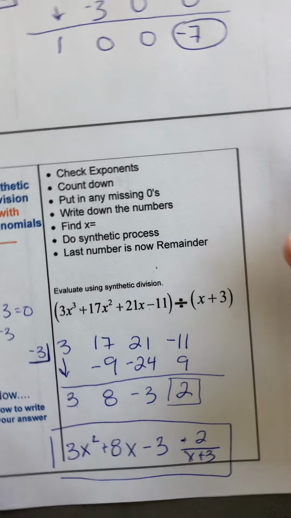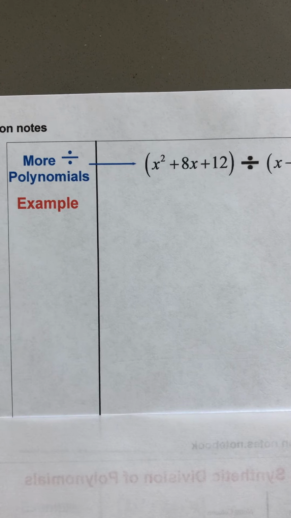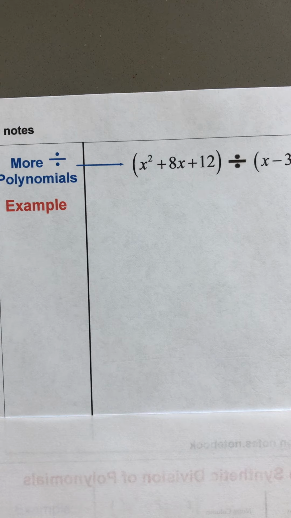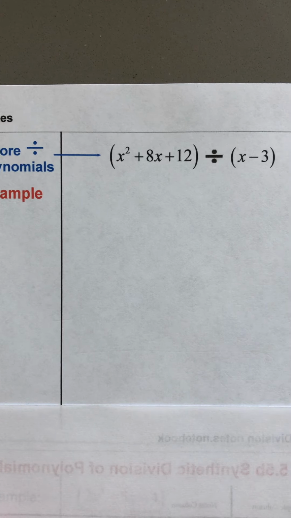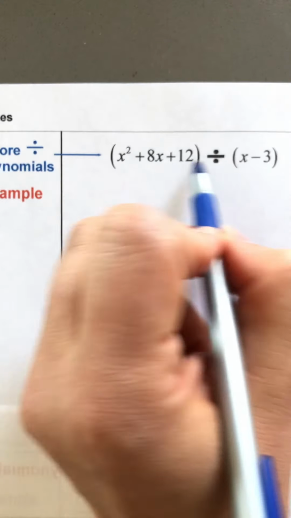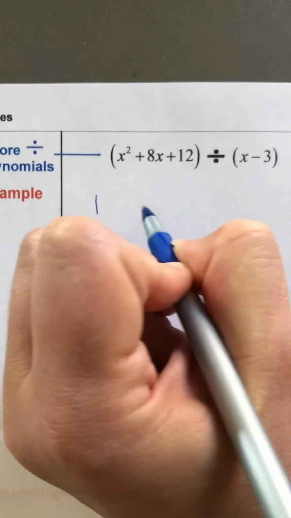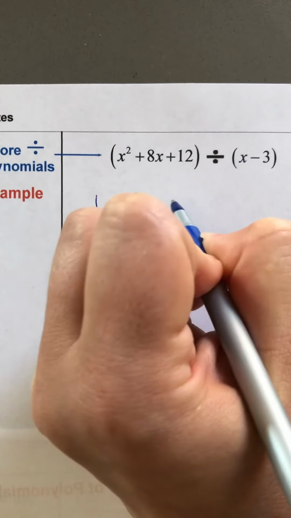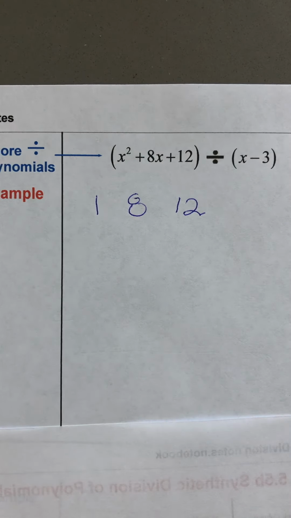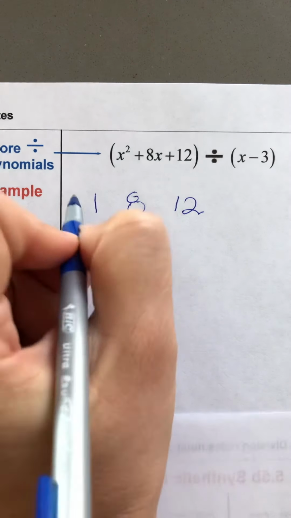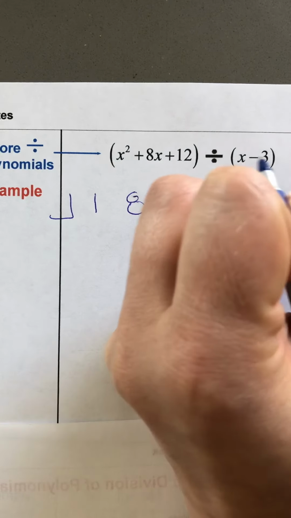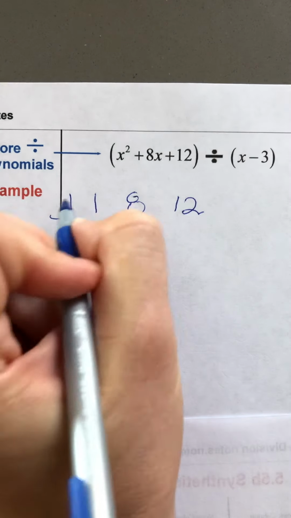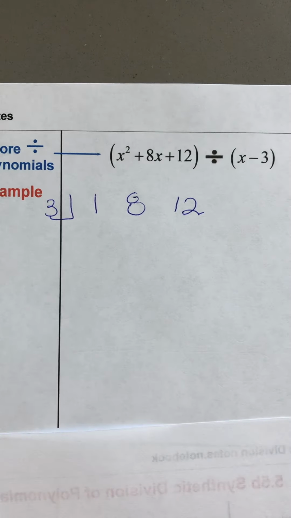We'll look at another example here. So it says dividing x squared plus 8x plus 12. We're dividing by x minus 3. We'll start by writing out our leading coefficient and our other coefficients. So 1, 8, and 12. We don't need any placeholders here. We have x minus 3 over here, so we're going to divide by a positive 3.